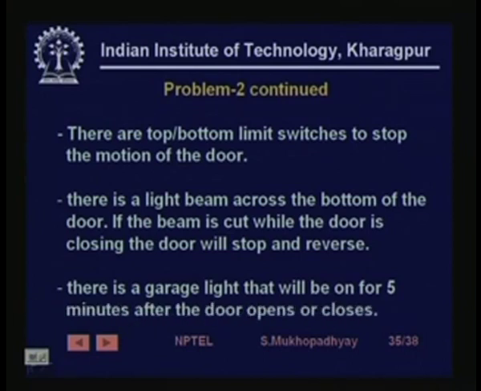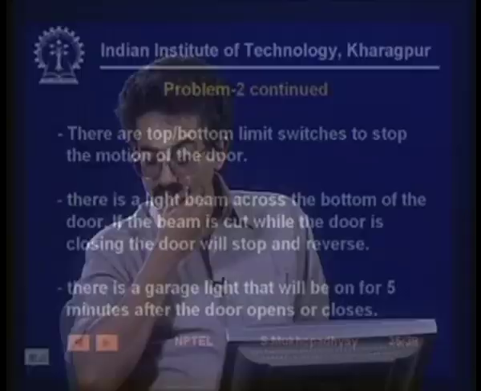There is a garage light that will be on for 5 minutes after the door opens or closes. So, you have to use a timer here. Any time you do an operation, the light is going to go on and stay on for 5 minutes. Okay.